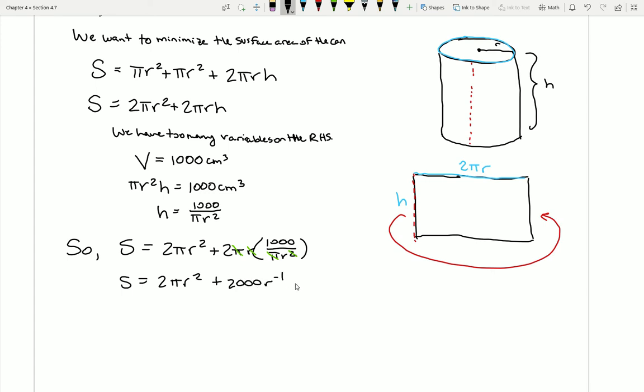Or I could also rewrite this, since that's divided by r, as 2,000 times r to the negative first power. Now again, notice what I have here is a formula that's technically able to be expressed as s of r. There's an r. If I know the value of r, I can compute the value of s. So this is very similar to when I had functions with f of x equals a bunch of stuff with x. I can now take the derivative and find a value of r that is going to maximize or minimize that surface area of s.